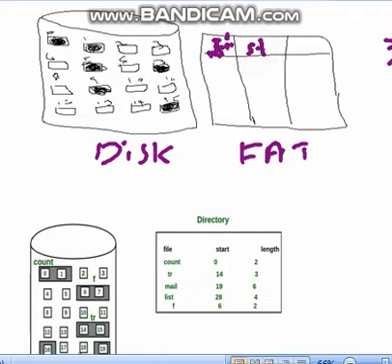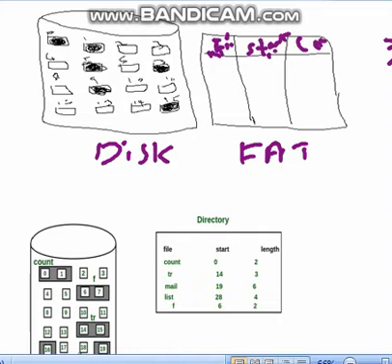and its starting index number and the length of the block, sorry.